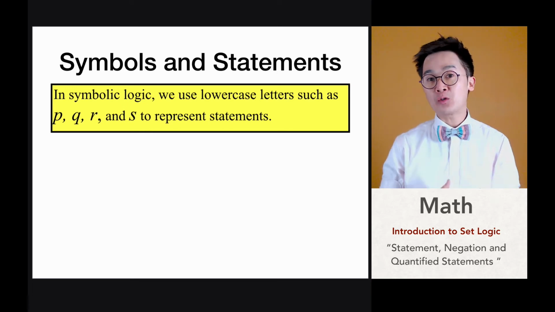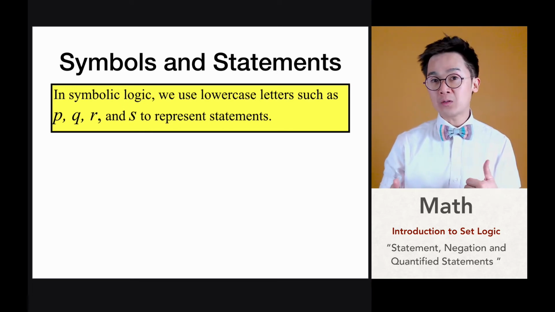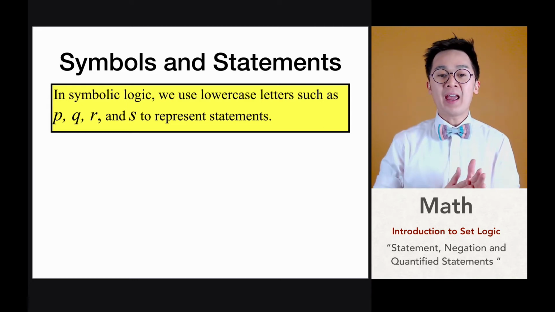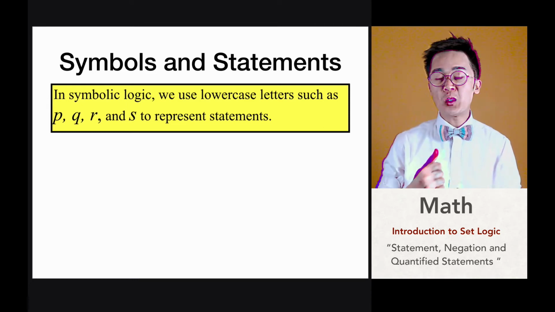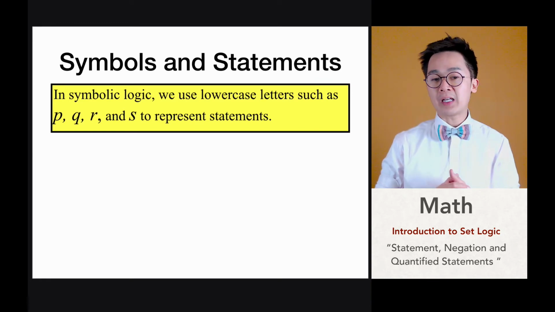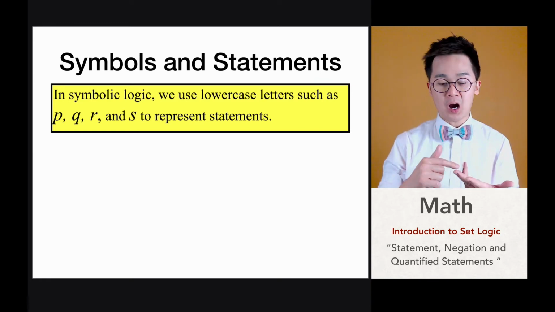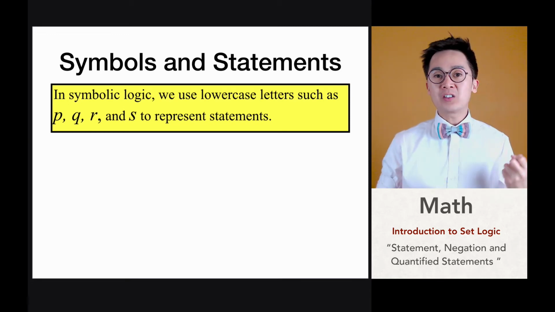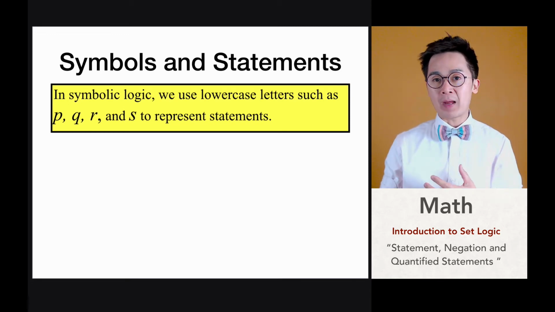And in trigonometry, the variables that we usually use are the Greek letters theta, alpha, or beta. And in symbolic logic, most of the time, the variables that we use would be the letters P, Q, R, and S. So these are the variables that we usually use to define a statement in a given problem.